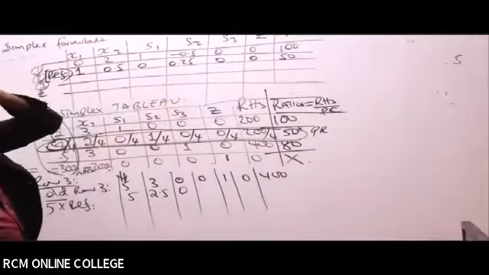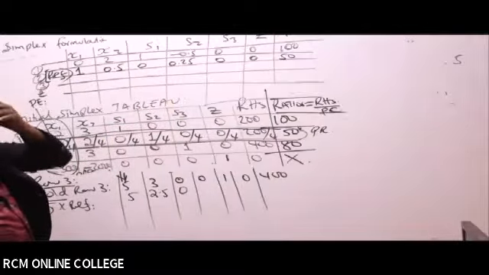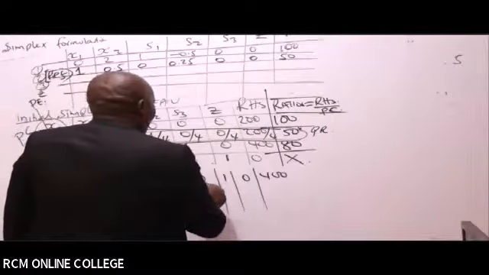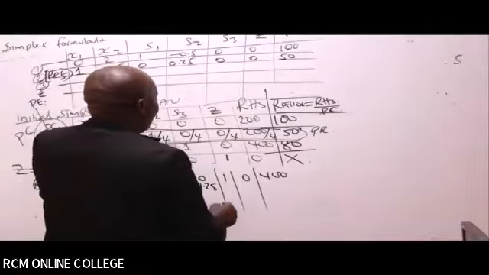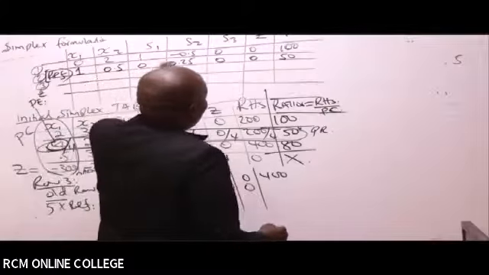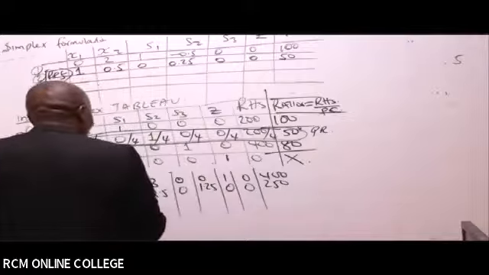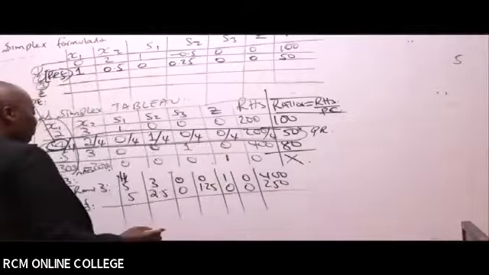5 times 0.25 gives me what? 5 times 0.25 gives me 1.25. Thank you so much. Then we have 0, 0. And then we have 5 times 50, that gives me 250. Do the row reductions now.